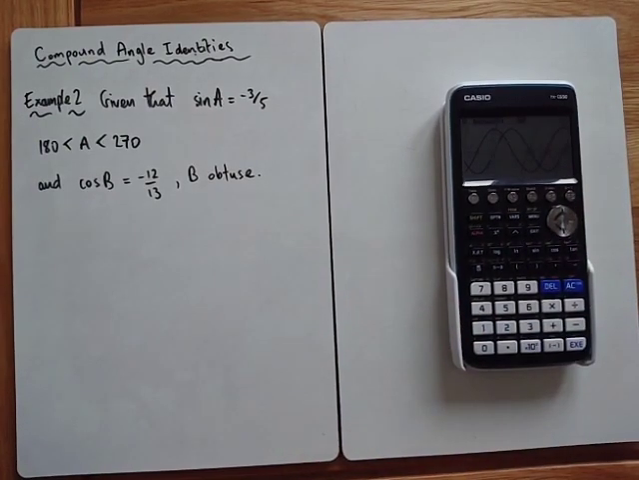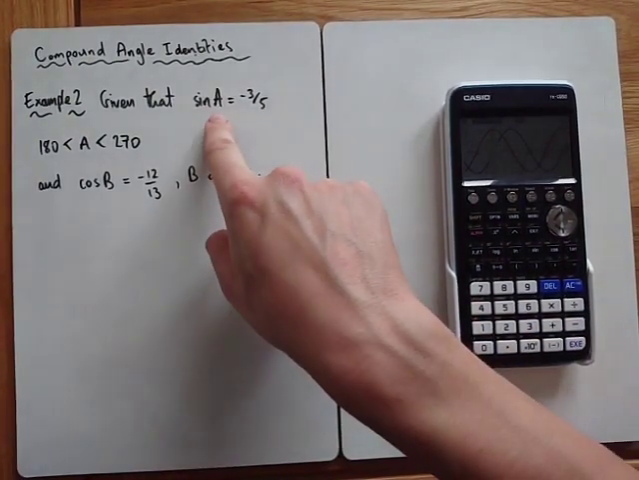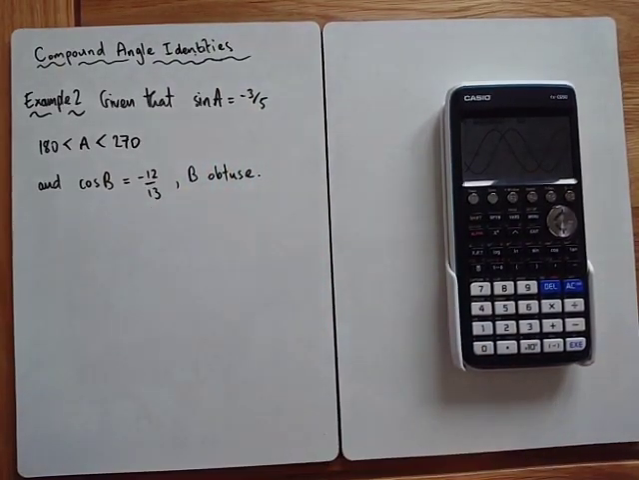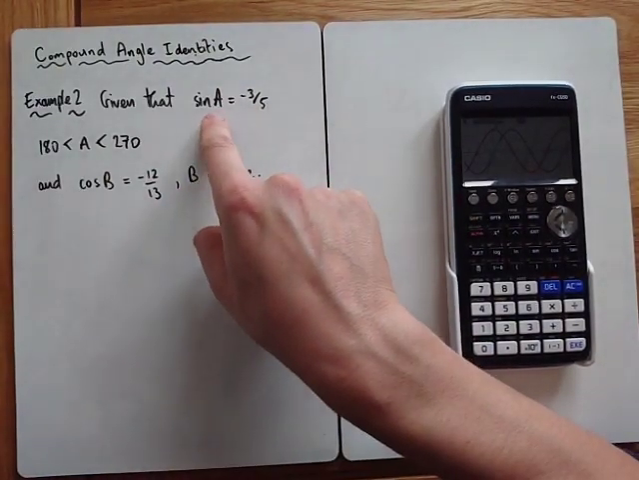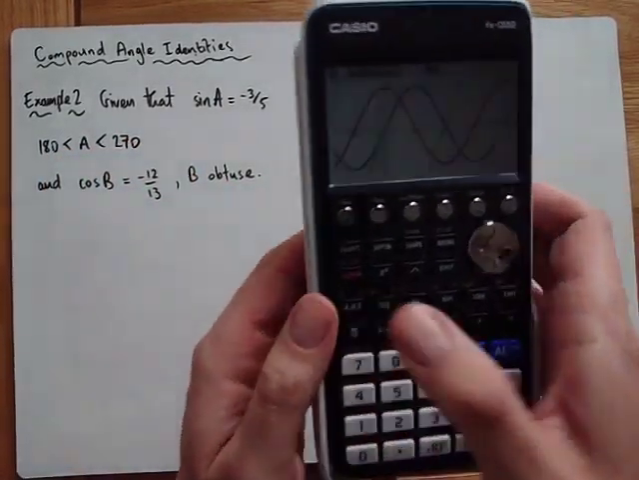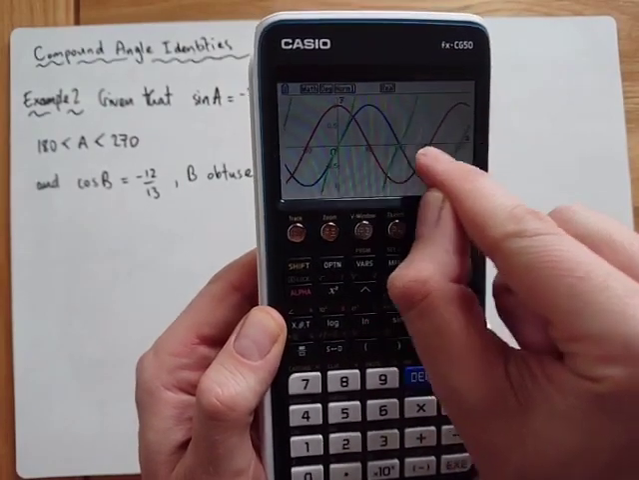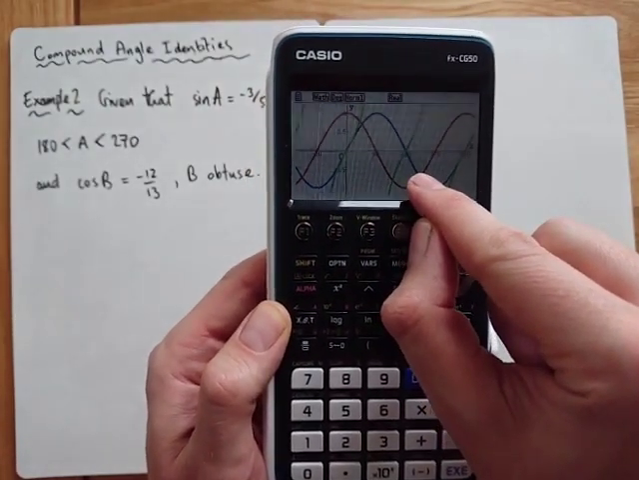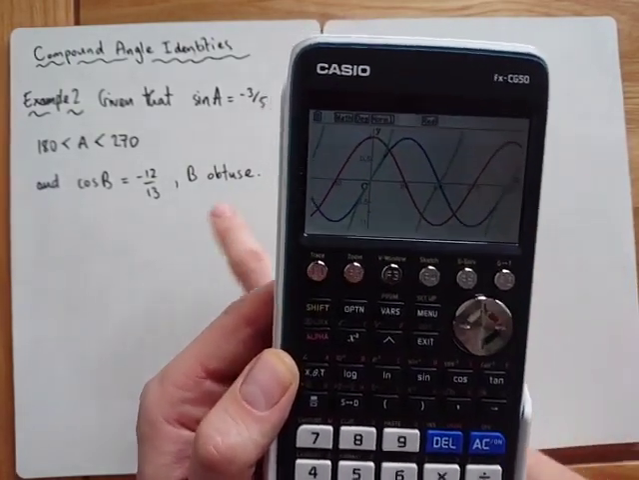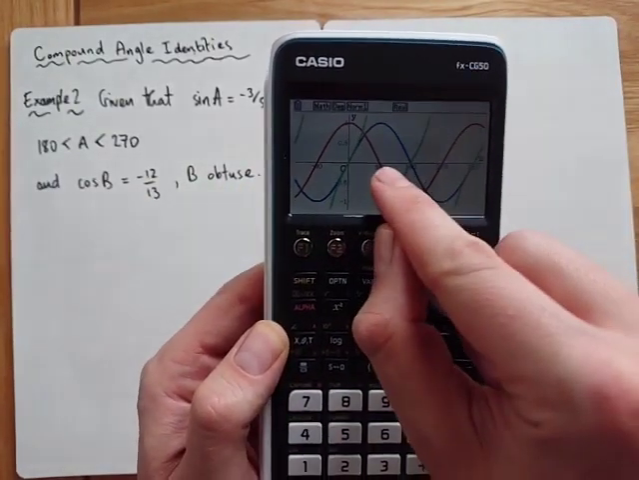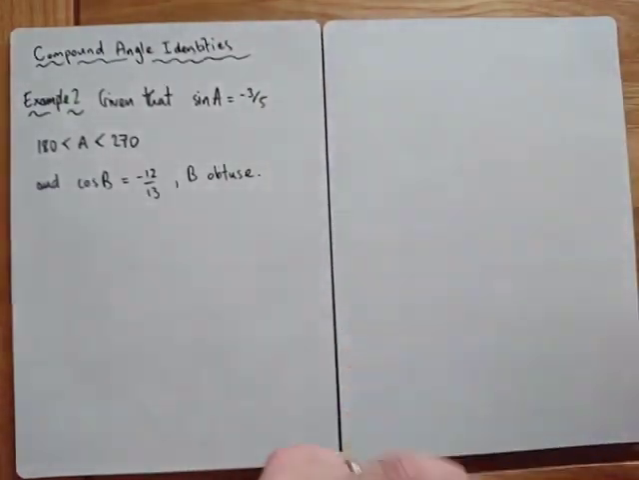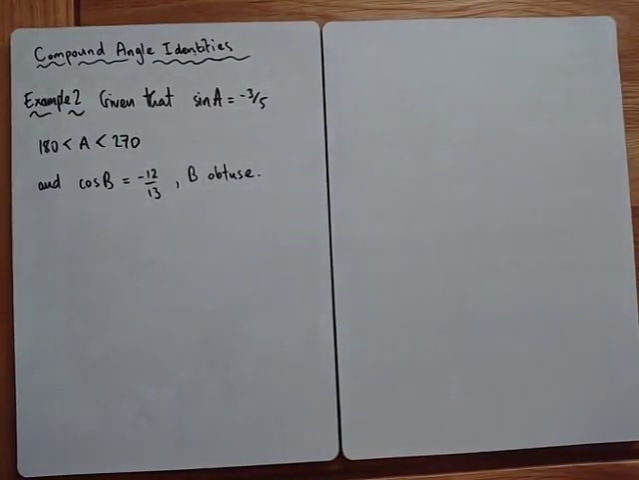Okay, so example 2 gives us two ratios. It says sine of A is minus 3/5 and cos of B is minus 12/13. Now we know the angle A is somewhere between 180 and 270. So for A, sine and cos would be negative, but tan would be positive. B is obtuse, so sine is positive, the other two are negative. Okay, don't worry about drawing it when you do.